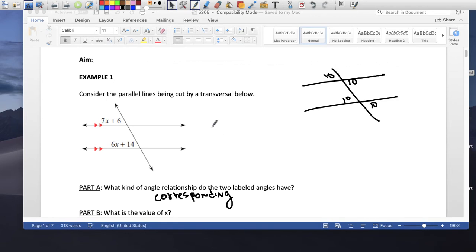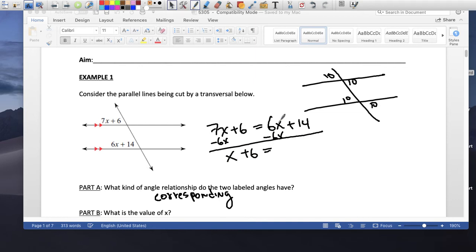So when you set your equation now, you're going to write 7x plus 6 equals 6x plus 14. And that's my equation, right? Because they're equal to each other. Minus 6x, minus 6x, and you're going to get x plus 6. This is bye-bye. And then plus 14, minus 6 now, minus 6. These cross out. And x equals 14 minus 6, which is 8. So how much is x? x equals 8.